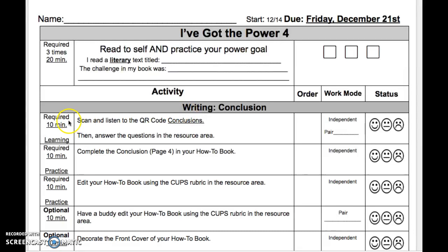Writing conclusion. Required 10 minutes. It is learning. Scan and listen to the QR code for conclusions. Then answer the questions in the resource area.